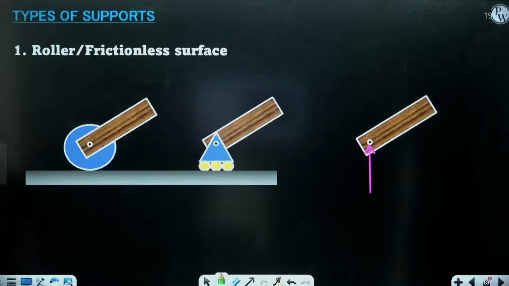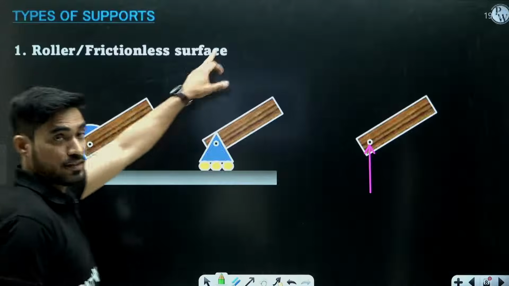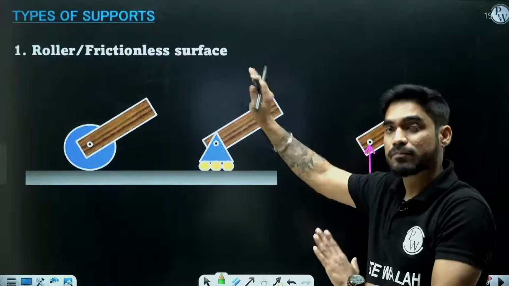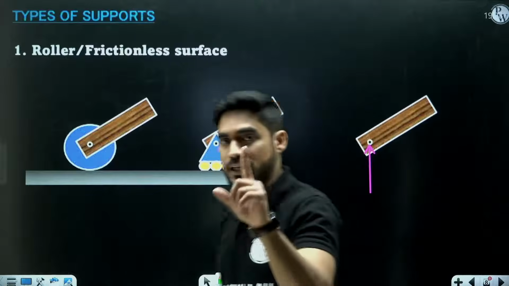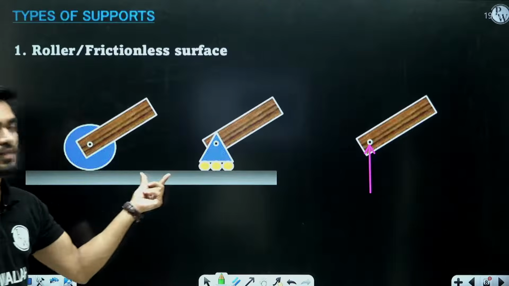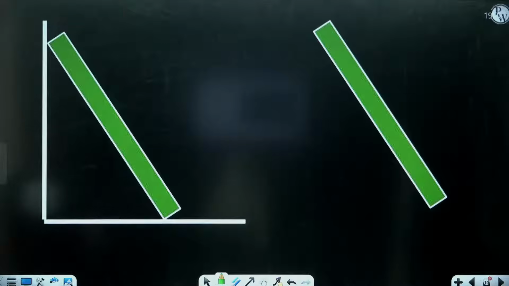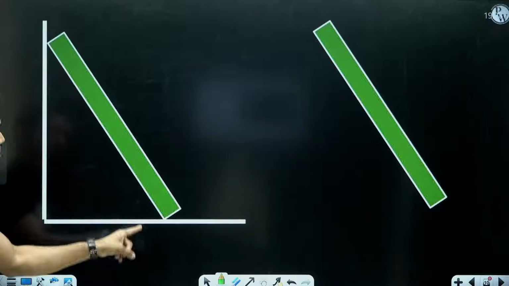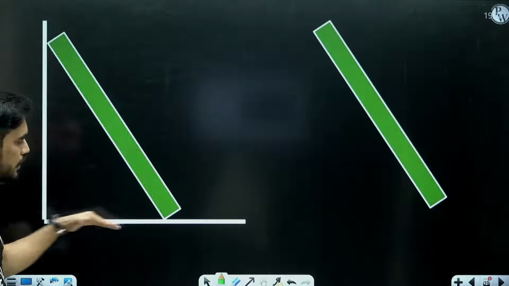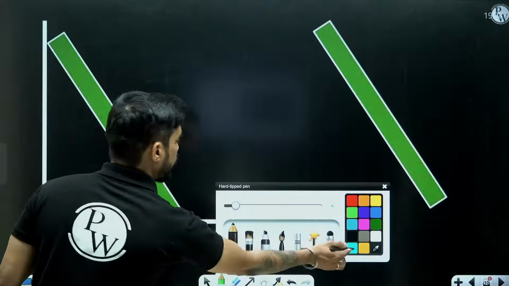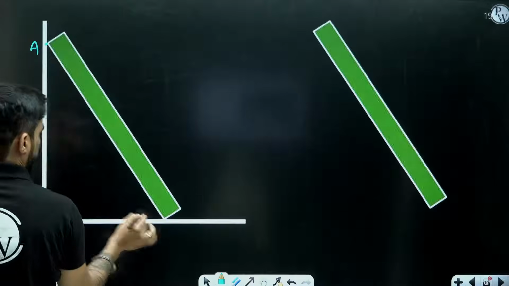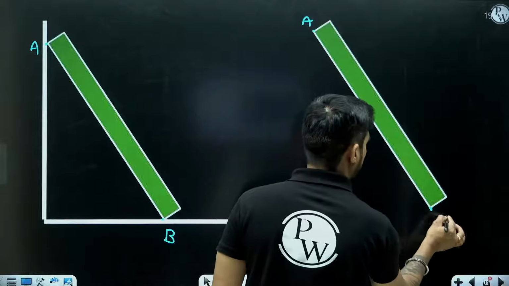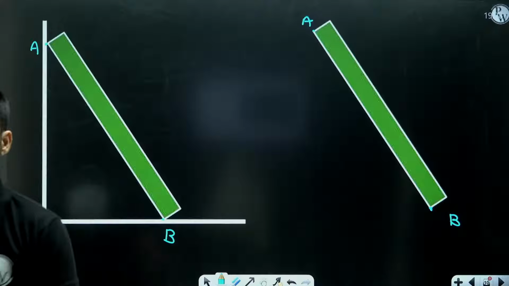Okay. Now let's understand the frictionless surface. This is also another type of support which comes in the same category. In case of roller support, you are getting only one reaction perpendicular to the surface, right? In case of a frictionless surface also, you will get the same thing. So let's say that this body is resting on two surfaces, a vertical surface and a horizontal surface. These points are point A and point B. And let's say that these surfaces are frictionless. There is no friction. They are very smooth.